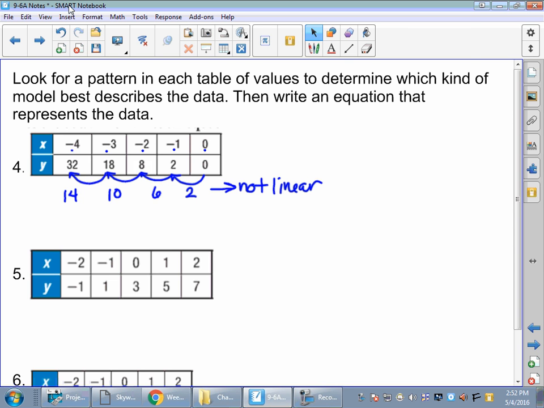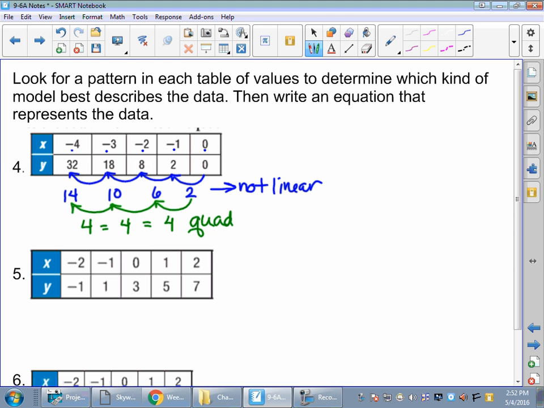So the next thing I'm going to do is subtract these numbers. I'm going to take 2 from 6, and I get 4. I'm going to take 6 away from 10, and I get 4. And I'm going to take 10 away from 14, and I get 4. Now I worked backwards through the problem. You don't have to. You could work either way. But the fact that all of these are equal tells me that this is going to be a quadratic function.